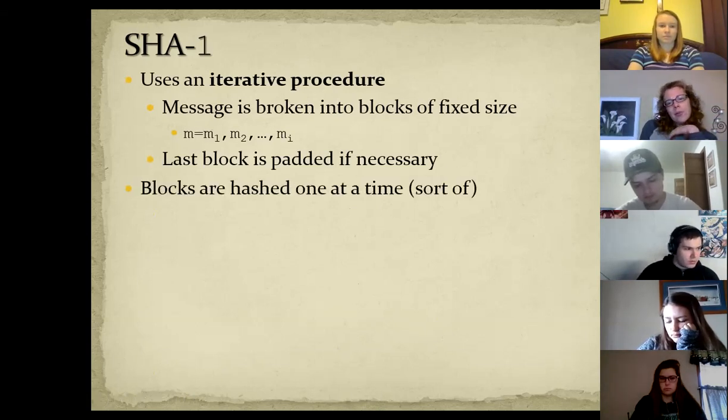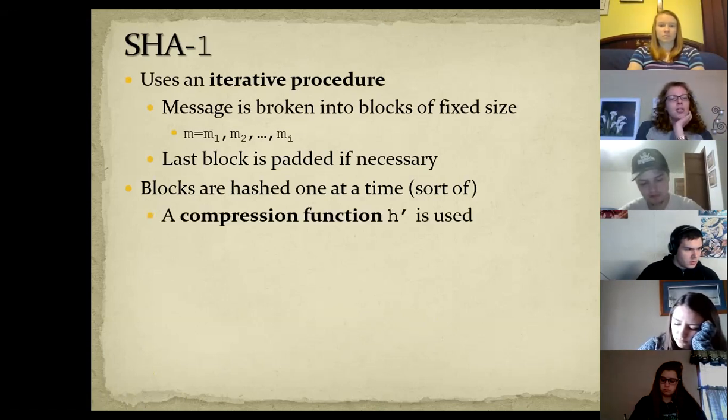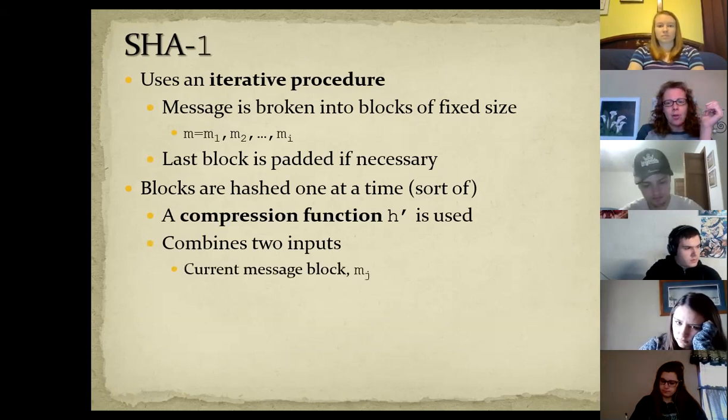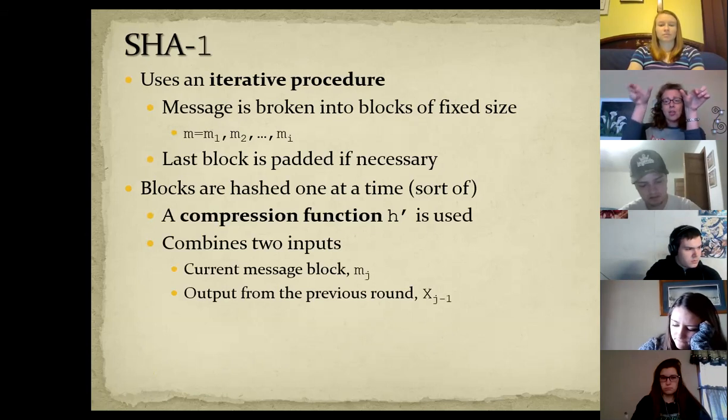Here's what I mean by iterative procedure. The blocks are hashed one at a time, kind of, sort of. When I say hashed, I mean put through the hash function and a value is output. So we're going to use this thing called a compression function, H prime. What it's going to do is combine two different inputs: the current block that you're working with, and the output from the previous round. That's why I'm saying that blocks are hashed one at a time, kind of, sort of. You're using an input from the previous block, and then you're using the current block.